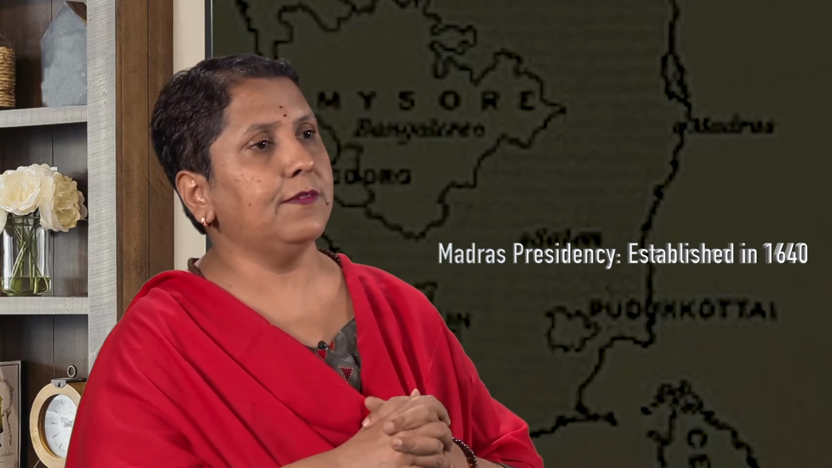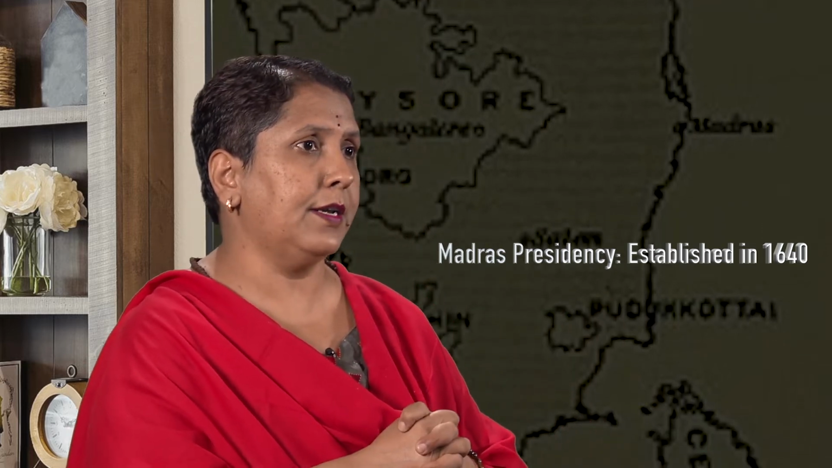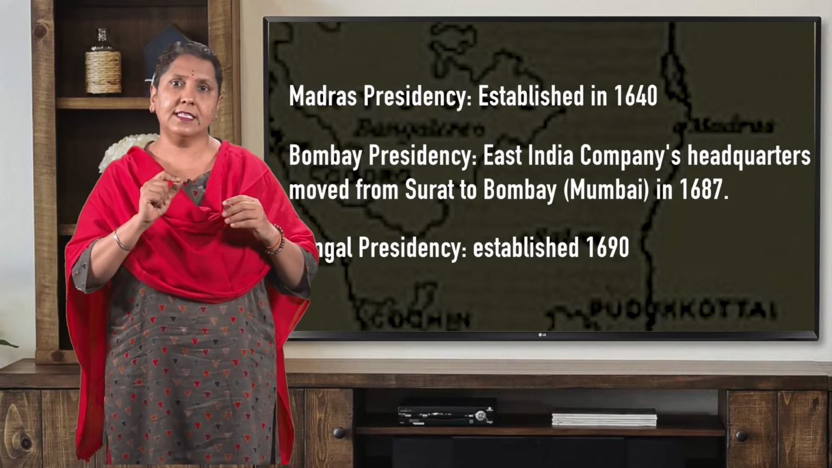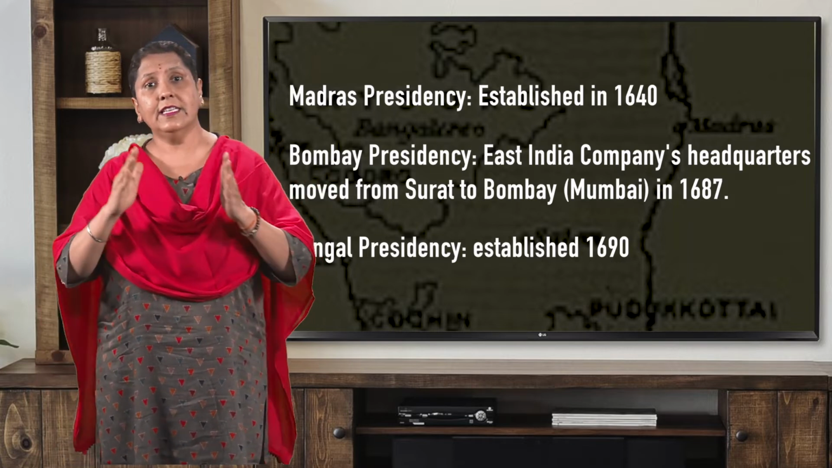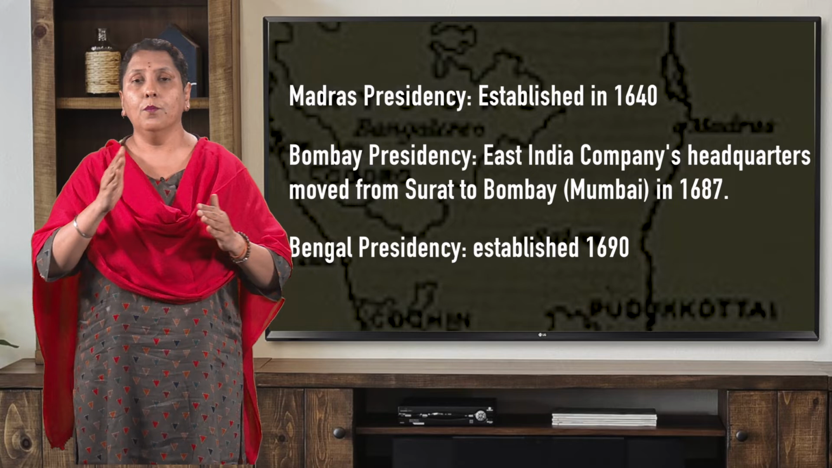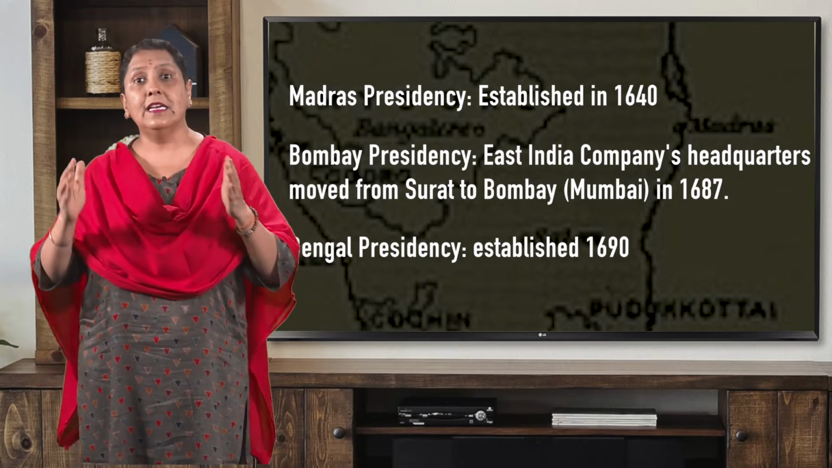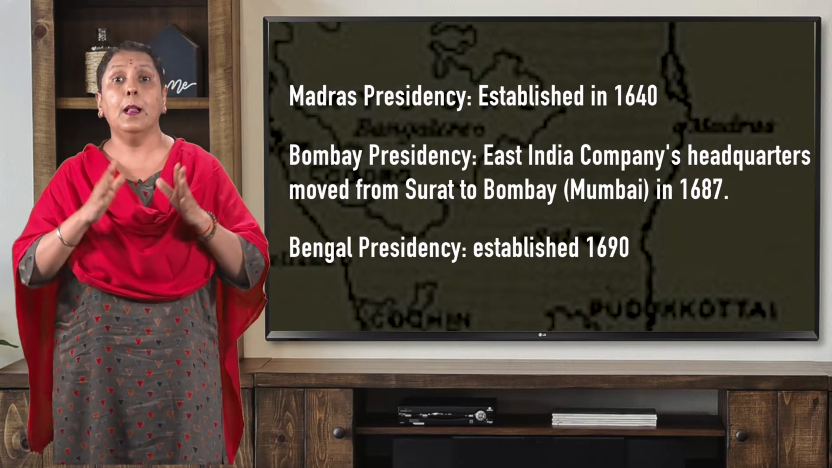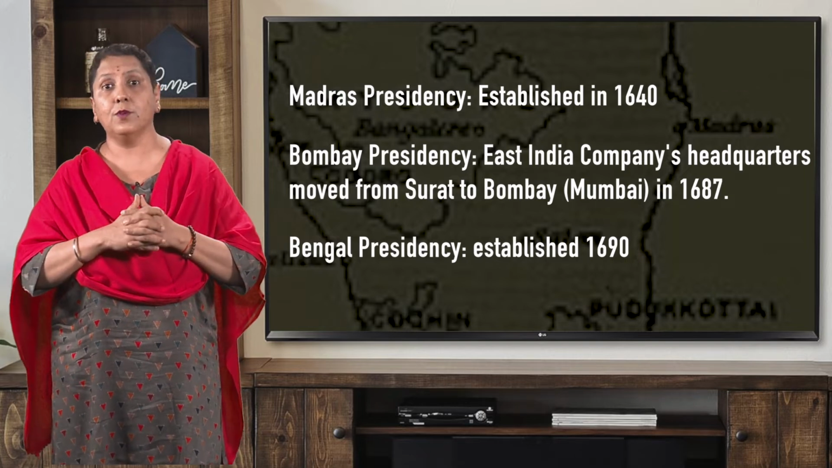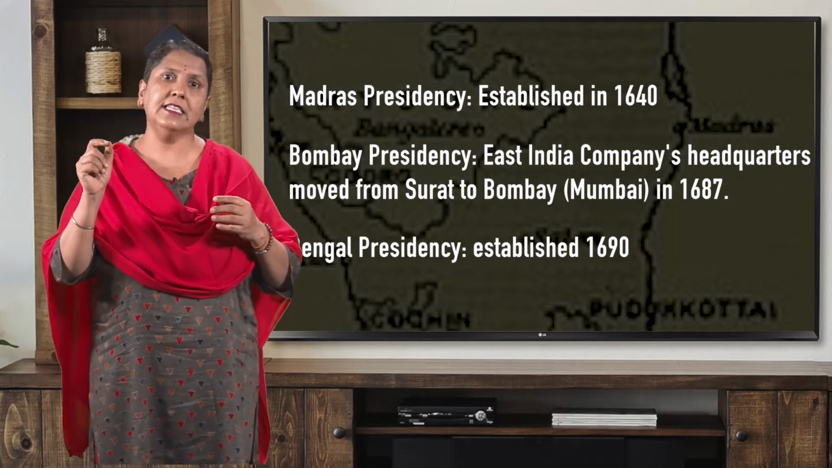Madras Presidency, which was established in 1640, Bombay Presidency, as part of which the East India Company's headquarters moved from Surat to Bombay, or present day Mumbai, in 1687, and Bengal Presidency, which was established in 1619. Following the Indian Rebellion of 1857 led by Mangal Pandey, the company's remaining powers were transferred to the crown.